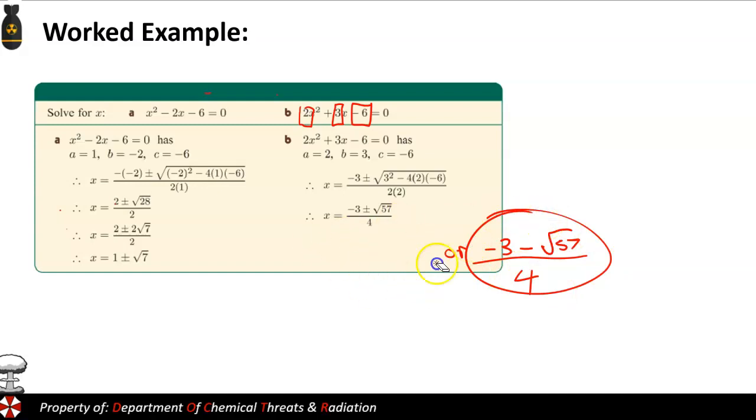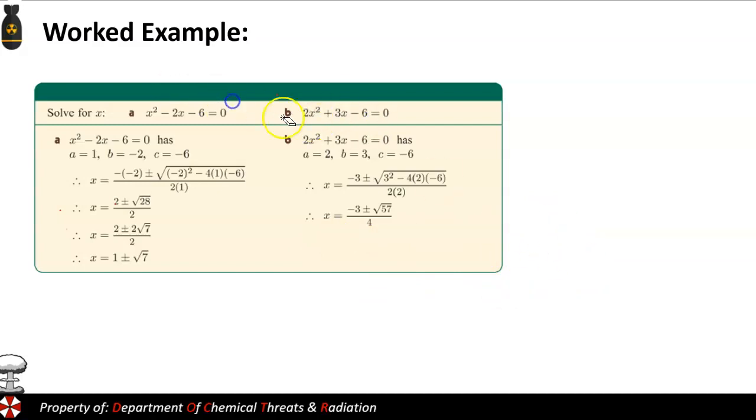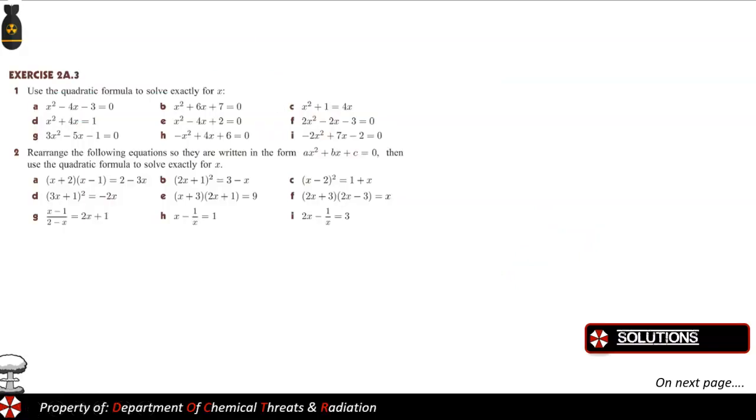Let me just rub that out real quick. Great. All right, let's do some practice. Using the quadratic formula, solve. Notice it says exactly. So that means you can't just put it in a calculator and give me decimal numbers. I need the exact solution. And in this case, rearrange the following so they're written in the general form of a quadratic, ax squared plus bx plus c, then use the formula to solve it.